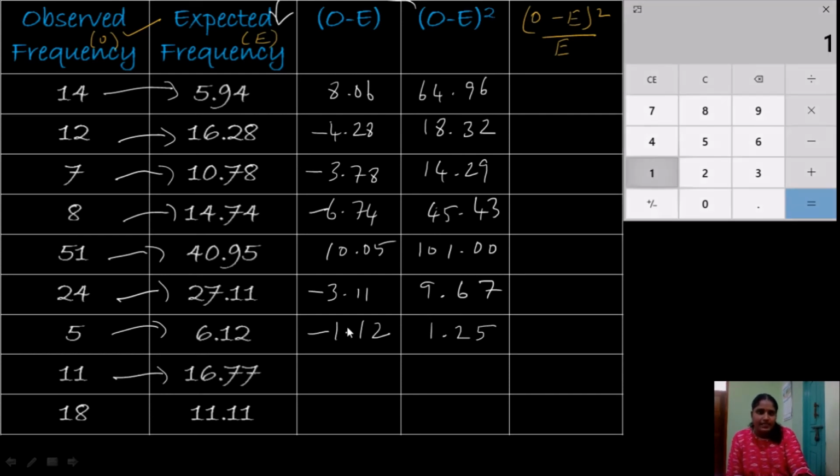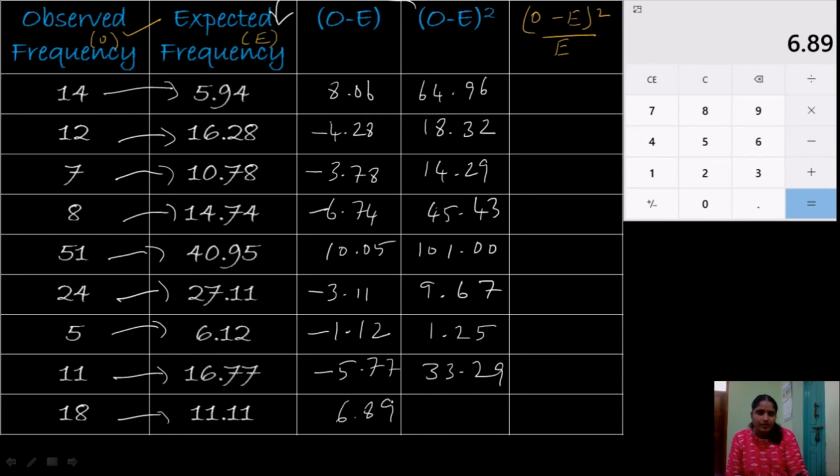Next, 11 minus 16.77. You get the total resulting value as minus 5.77. So by squaring this value, minus becomes positive. So 5.77 square is 33.29. Next, 18 minus 11.11. Get the value as 6.89, and by squaring this value, we get 47.47.